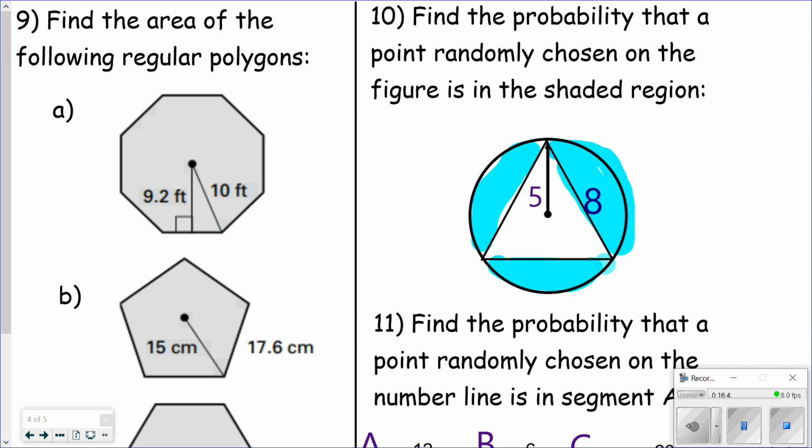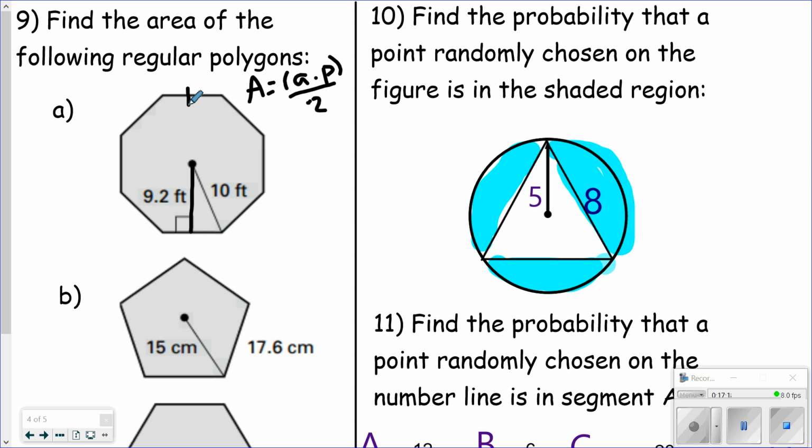Question number 9, we want to find the area of the following regular polygons. So let's remember the formula for finding the area of a regular polygon. Its area is equal to, we want to find the apothem, multiply that by the perimeter, and divide that number by 2. For part A, we know what our apothem is. Our apothem is already shown here. It is 9.2. However, I do not know what one side of my polygon is to find the perimeter.